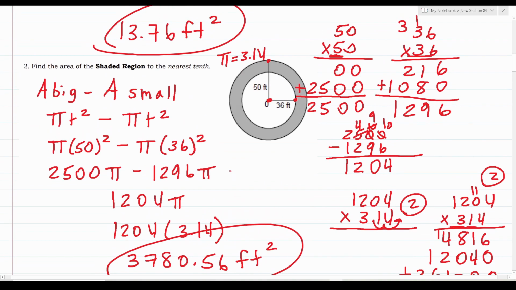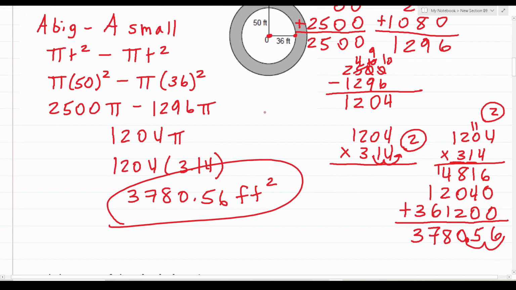Pretty difficult because of all this tedious math we had to do. I'll say this is the most tedious problem in this video. The rest of them are pretty straightforward, but I figured this question would give you a good review of multiplying with decimals. All right, so that's that one.